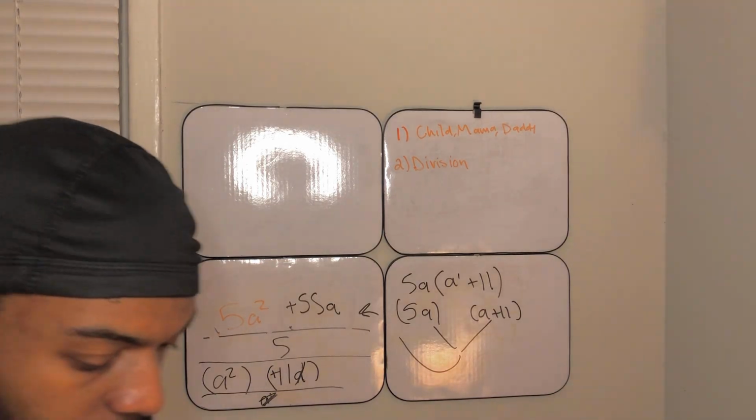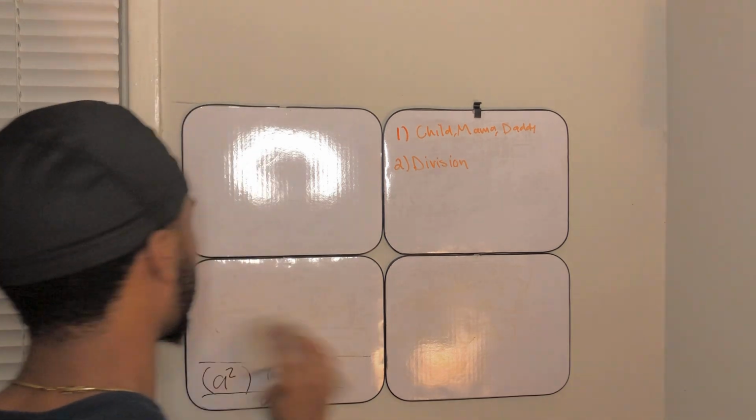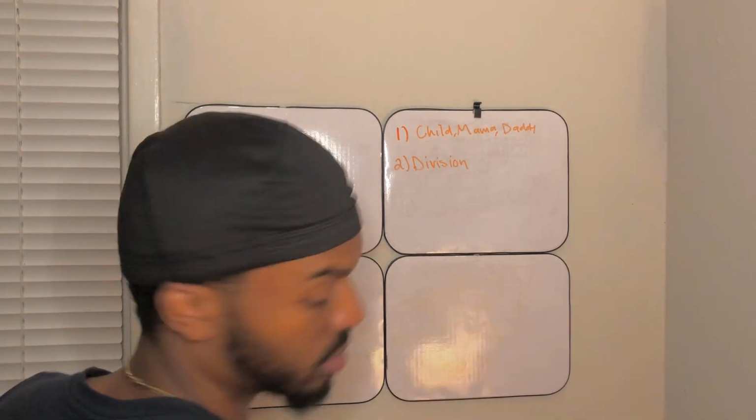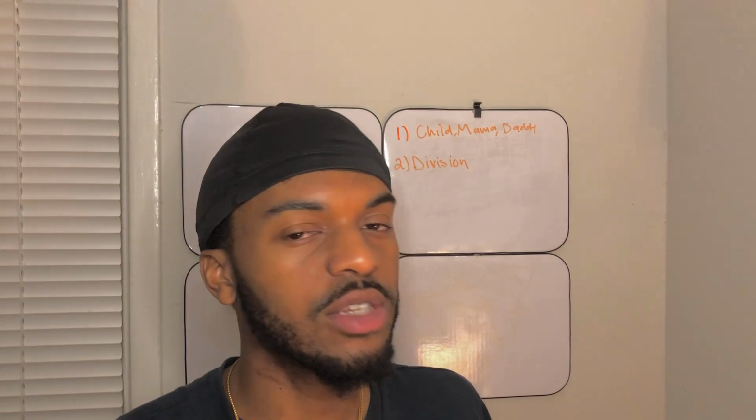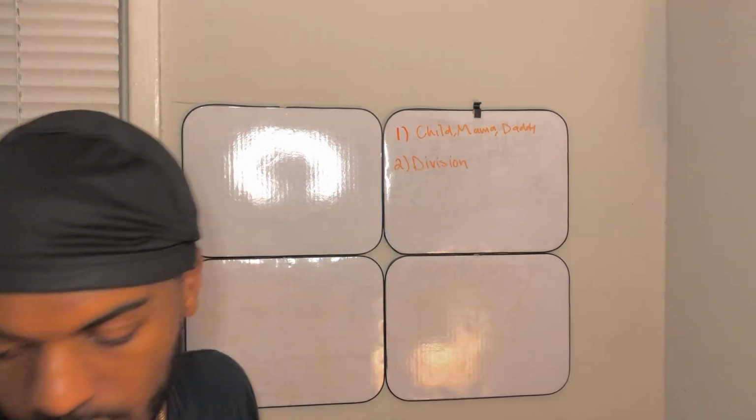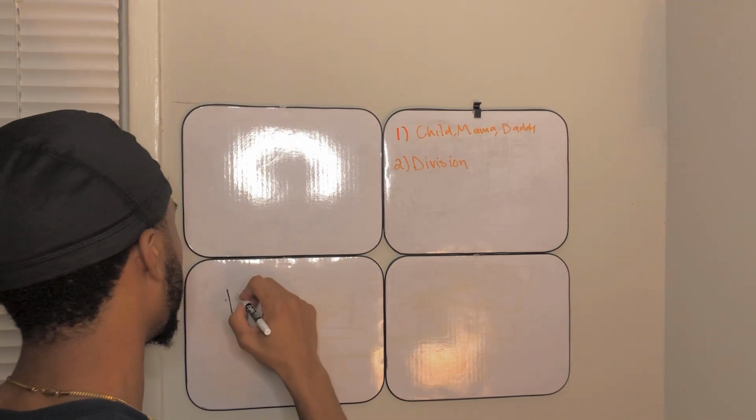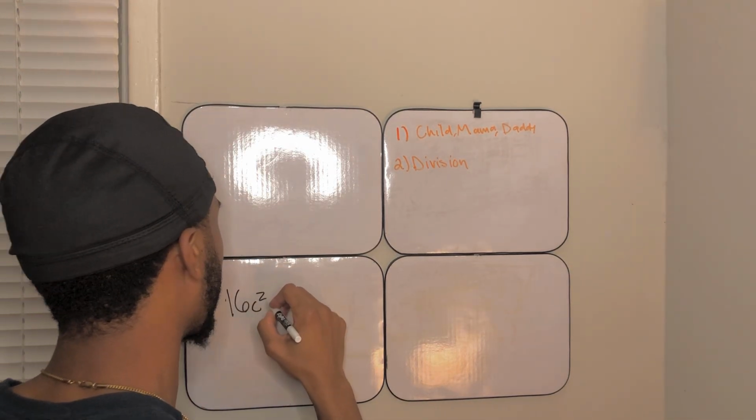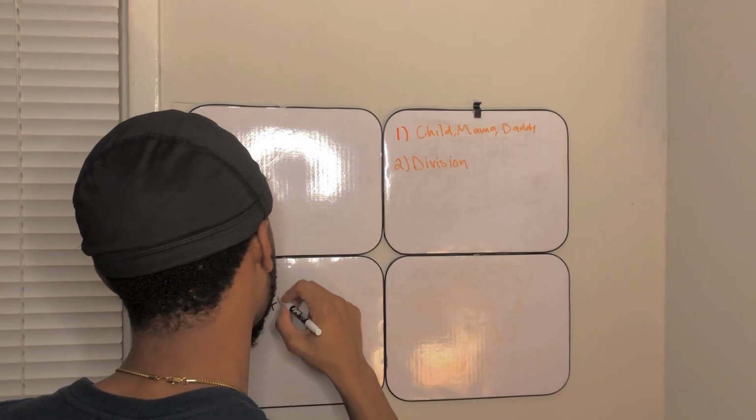We'll do one more example, just to get some good drills in. You might have to watch this video a few times, but just keep in mind this concept and just practice. Do some practice examples. The last one we'll do is 16c squared plus 48c.